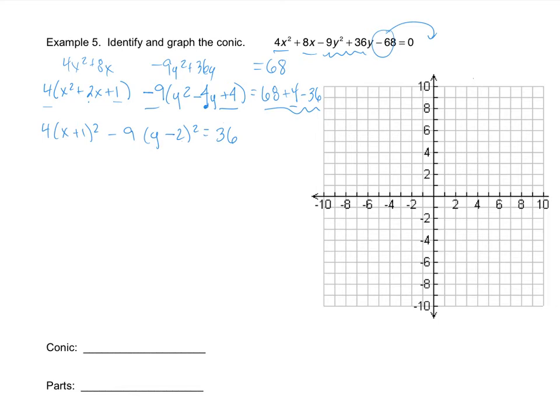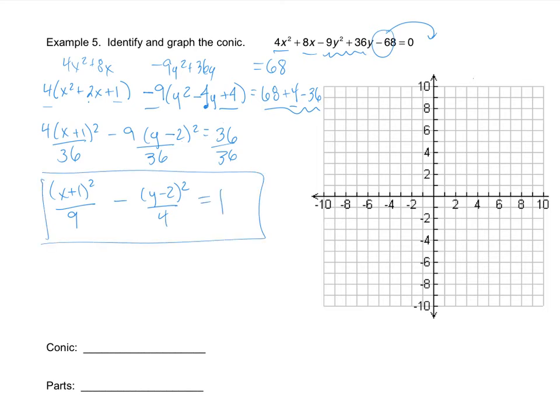Now I notice I'm taking the difference of two squared terms, so now I have to get the right-hand side equal to 1. So that's going to give me x plus 1 quantity squared over 9 minus y minus 2 quantity squared over 4, and the right-hand side is 1. Now it's in standard form. Since I'm taking the difference of two squared terms, the denominators are different, and the right-hand side is 1, it is a hyperbola.